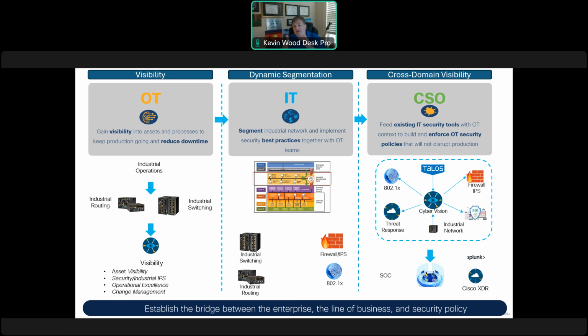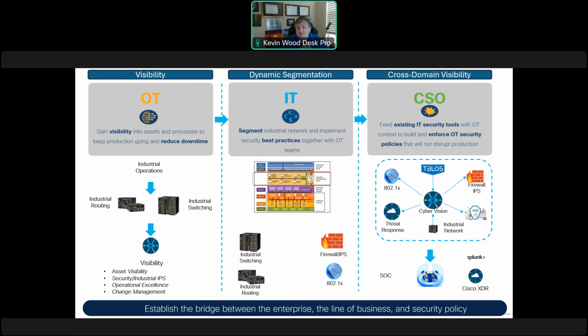So when we go into the IT world, we're starting to teeter into that dynamic segmentation world where they're really concerned about segmenting the network and implementing security best practices, trying to make sure that they have some sort of controls around those environments. And it's not to take it down, but it is to better build on that visibility. Now, when we do that, we can take the visibility that we gained, that the OT team really likes, integrate that into our IT stack, and we can start providing the notion of a zero trust network or a dynamic segmentation approach to assets on the shop floor.